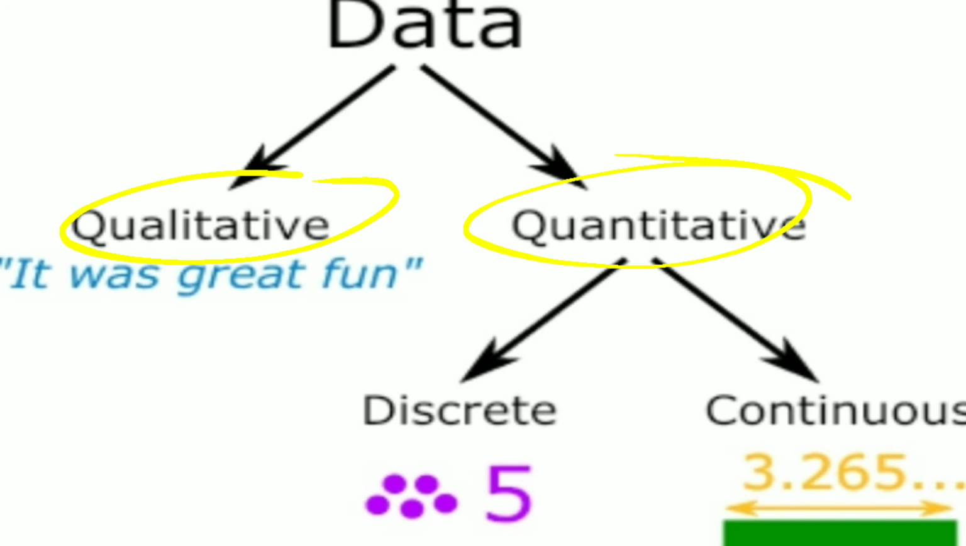And quantitative data is classified into discrete form and continuous form. Discrete form always gives numerals like 5, 6, 7, 8, 9, 100, 1000, etc. Continuous form may be given in decimal form or other forms also. These are the examples of the classification of data.